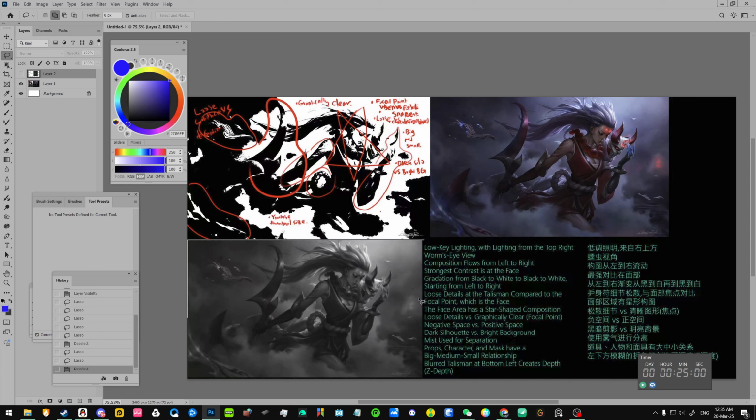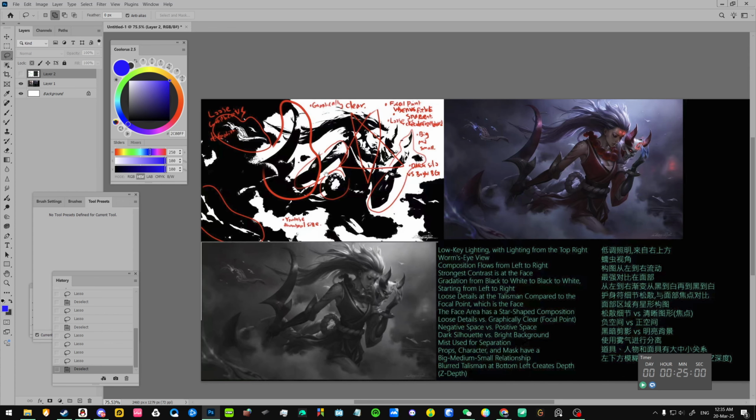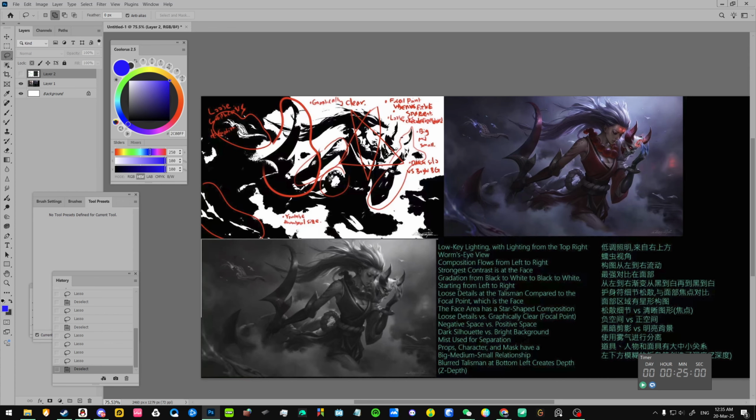And as I state below, the loose details are at the talismans compared to the focal point, which is the face. And then let's look at the negative space versus the positive space. As this is a low-key lighting, the character is mostly a positive space compared to the entire background, which is a negative space, the white space, as you can see.